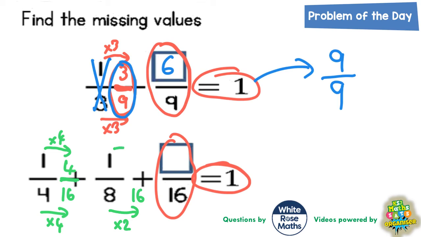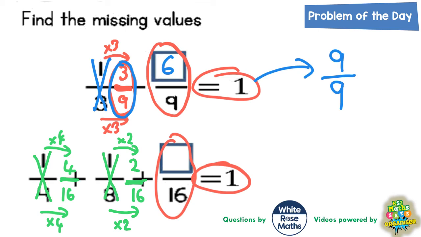To make this 8 into 16, we'd have to double it, or times by 2. So we'd have to do exactly the same for the top, double it, or times by 2. 1 times 2 is 2. So that would be 2/16. So to recap, 1/4, we can forget about that now because we've turned it into an equivalent fraction of 4/16. 1/8, we can forget about that because we've turned it into an equivalent fraction of 2/16.